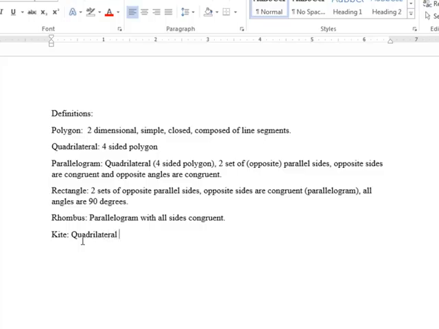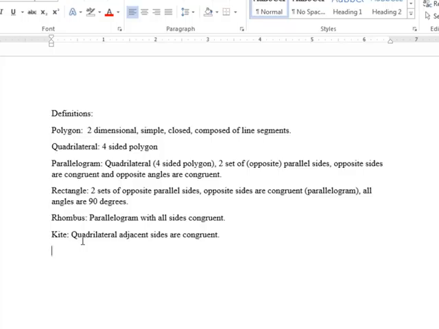Okay, more? We've got it down to a 4-sided polygon. What else do you want to say? Adjacent sides are congruent. Is there anything else, or is that it? Opposite angles are congruent.